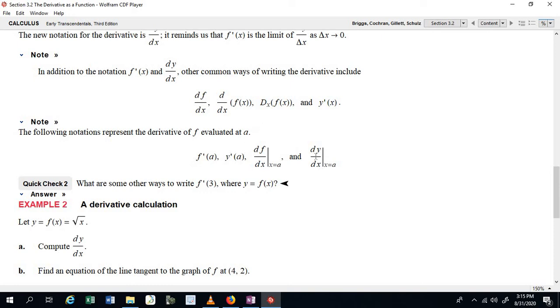If you use this notation, which is called Leibniz's notation, then what we do is we say df divided by dx, which is the derivative of f with respect to x. But then if you're going to evaluate that derivative at a fixed number a, then we draw a line next to it and we say x is equal to a. Okay, so this is just the derivative of f evaluated at x equal to a. And this is the derivative of y with respect to x evaluated at x equal to a.